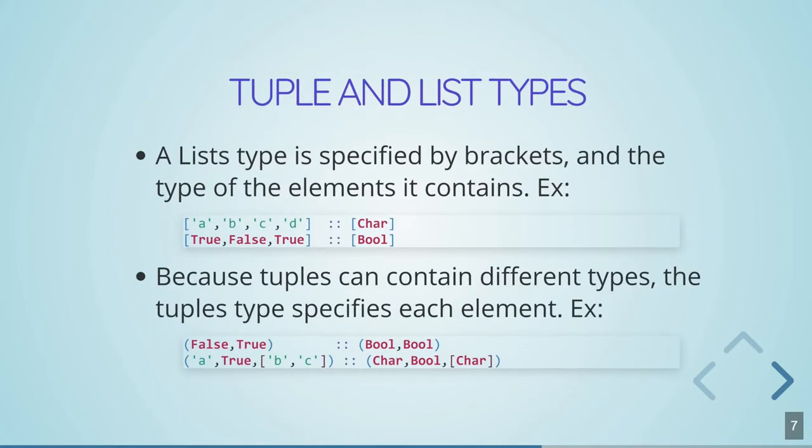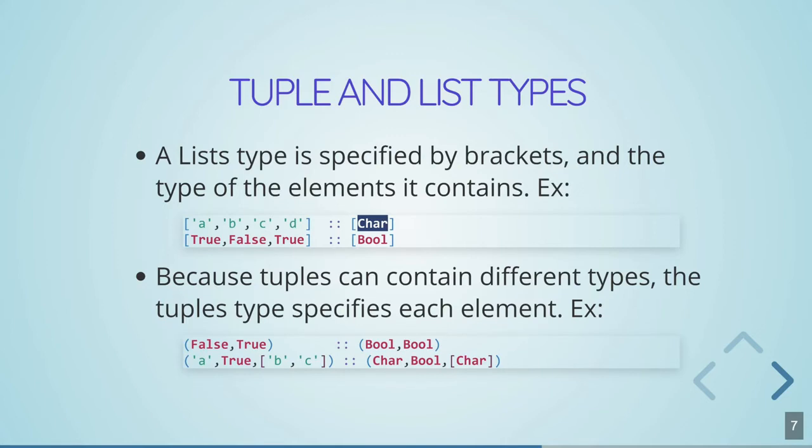So the way you specify the type of a list, because every element has the same type inside of it, you just have to specify list of char. So let's say you have a list of 4 things and they're all char, which they have to be. You'll just specify square brackets char. And this is true if there's 4 things, this is true if there's 5 things, this is true if there's 100 things.